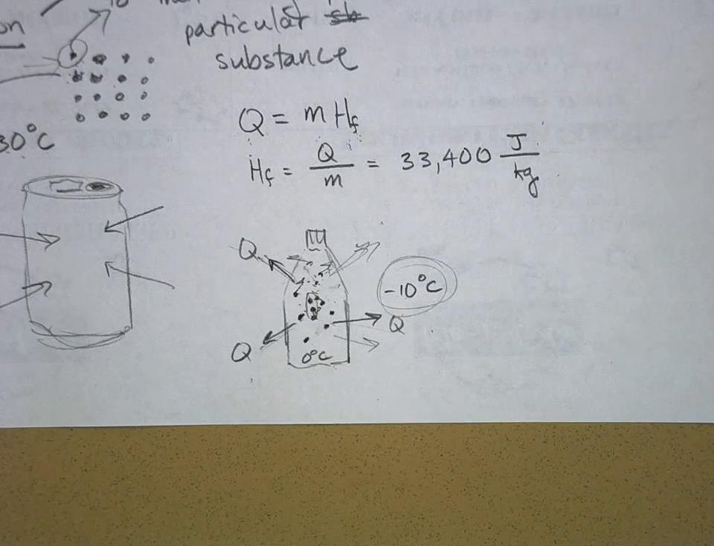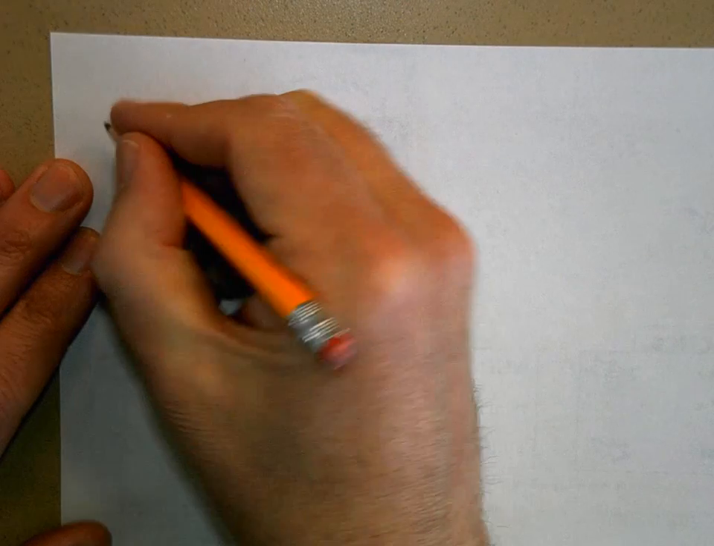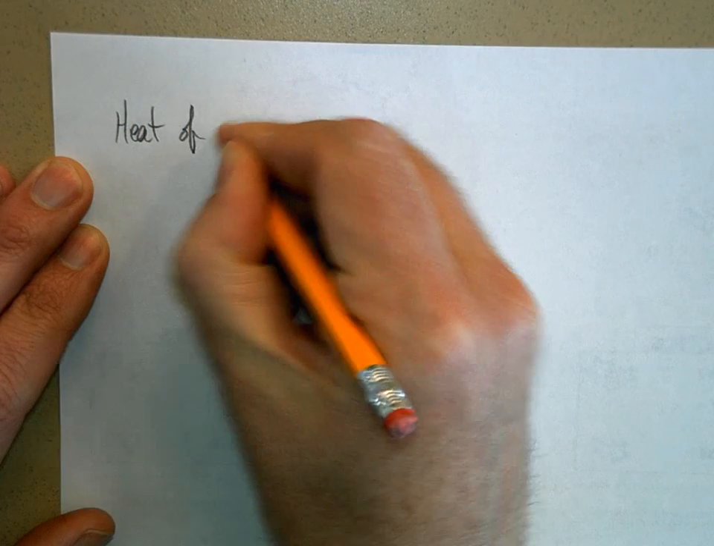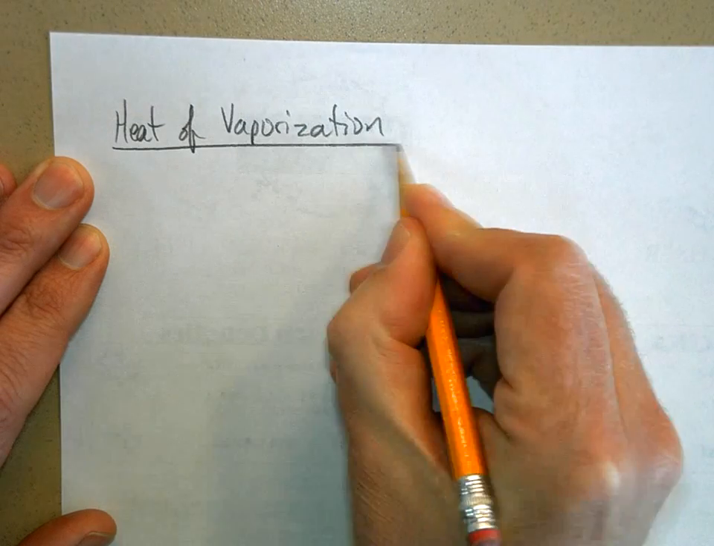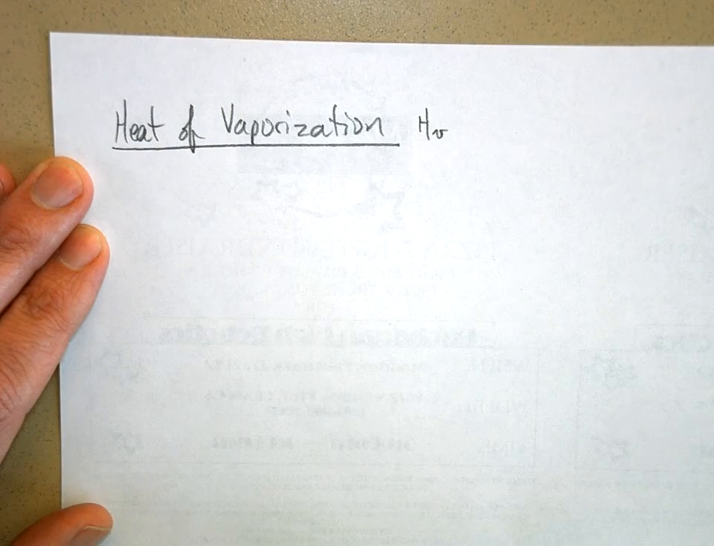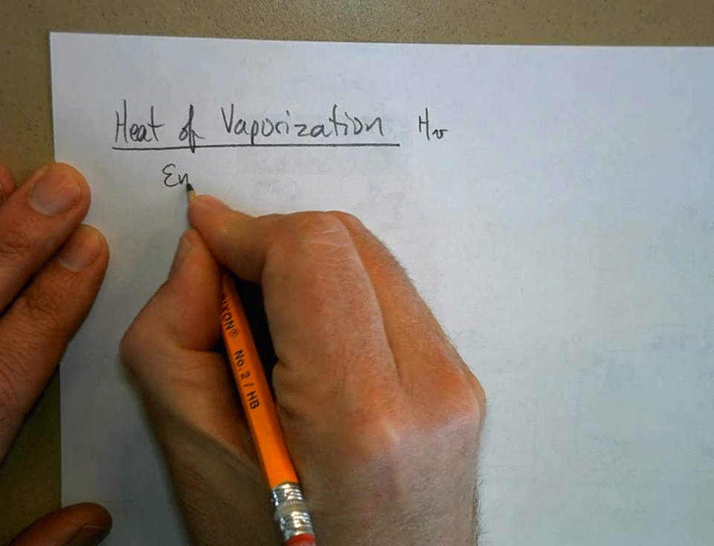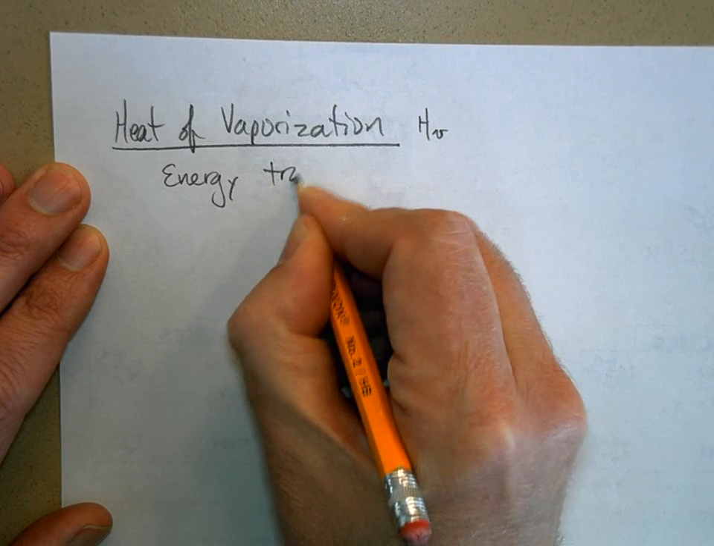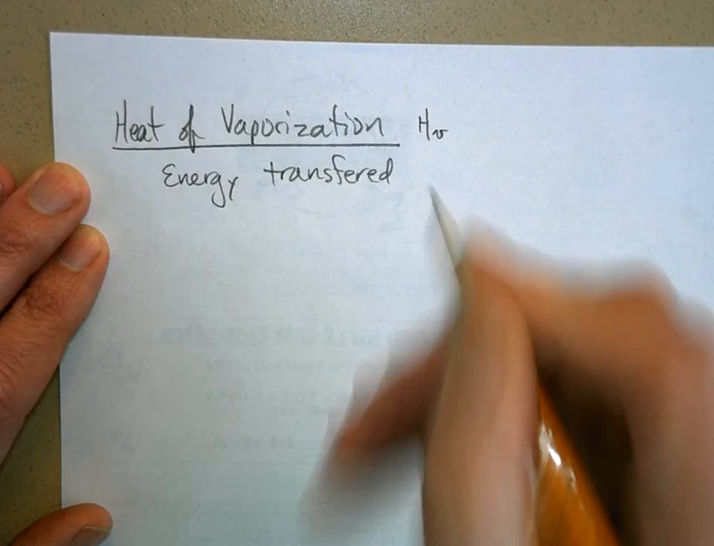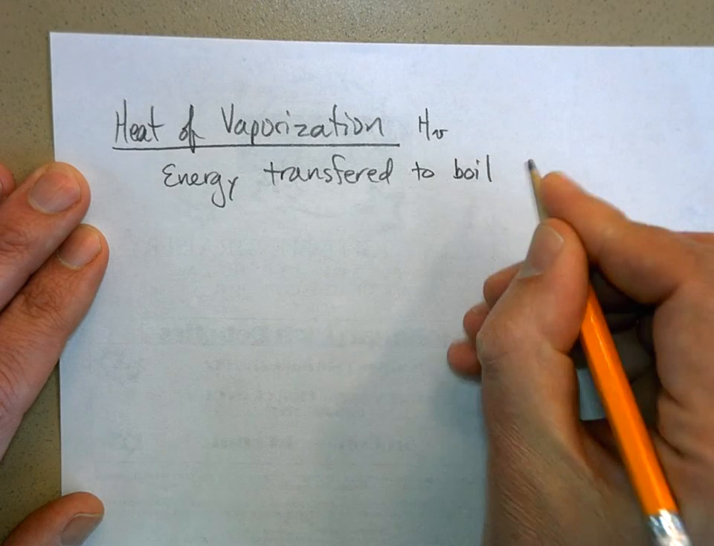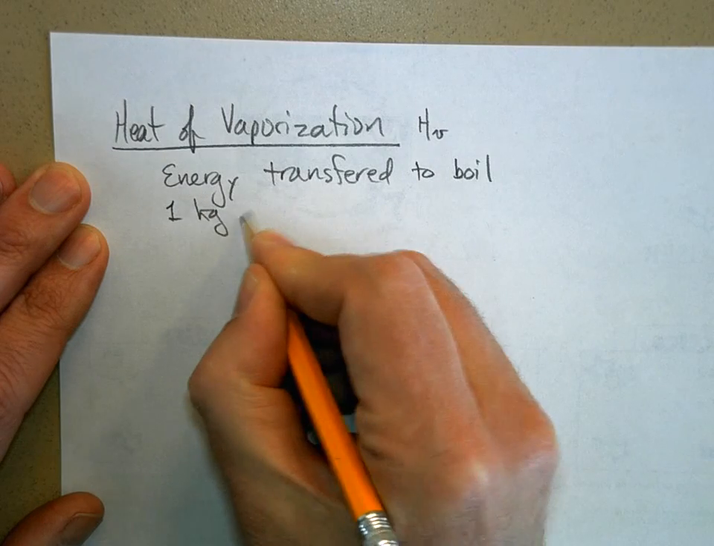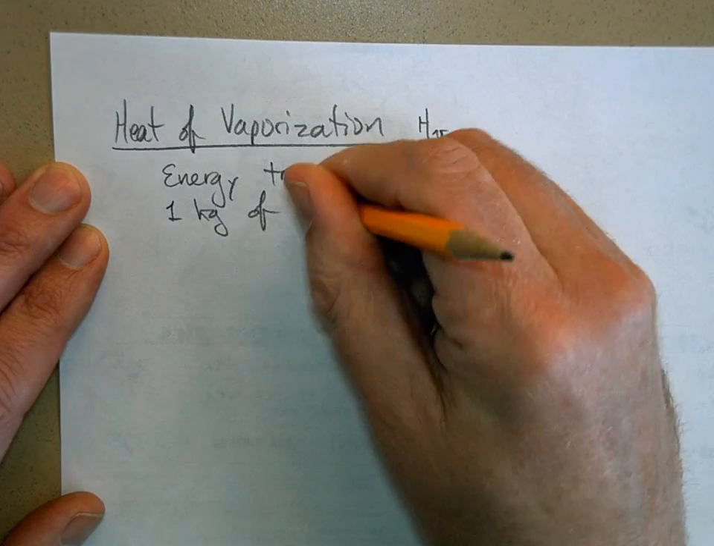Now, if you get the temperature of water hot enough, you get what's called the heat of vaporization. And I think you can kind of see what's going on here. Heat of vaporization. We call that H sub V. And it's really the energy transferred from the environment or into the environment to boil 1 kilogram of substance.